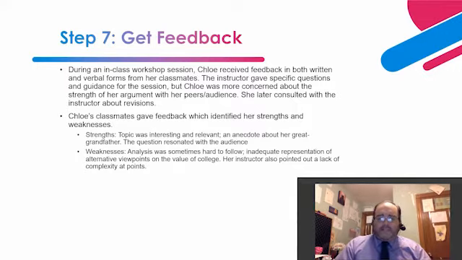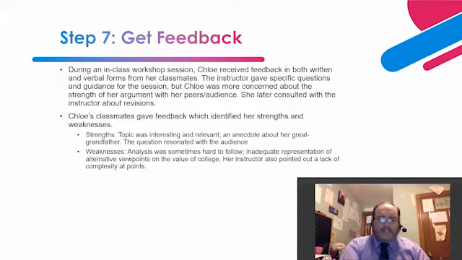Chloe's classmates eventually do give her feedback, which identifies her strengths and weaknesses. In this case, the strengths she was given: the topic was interesting and relevant, an anecdote about her great-grandfather was strong, and the question resonated with the audience. So she was right in that regard, that the audience is going to engage with it because it's something that directly affects them.